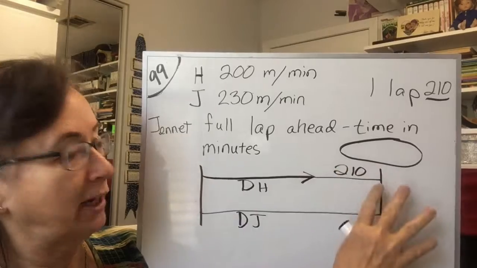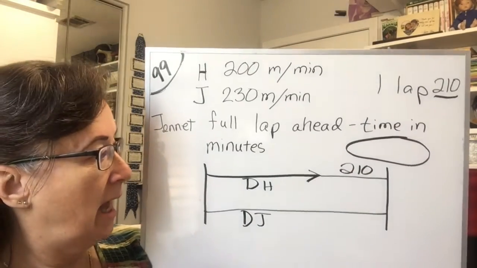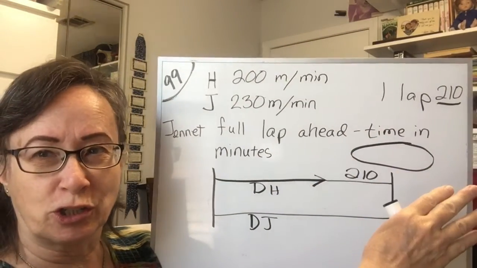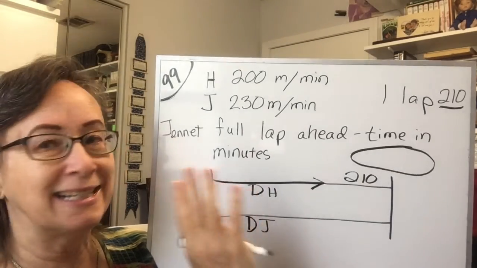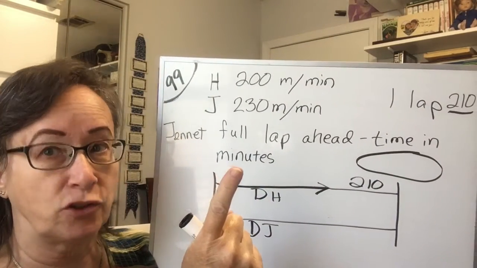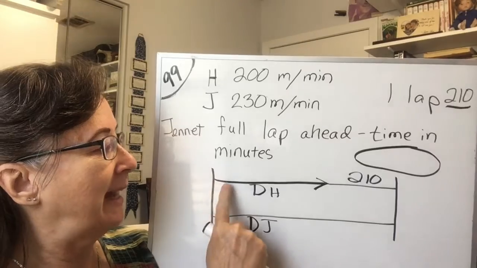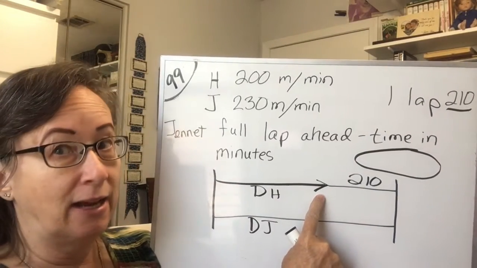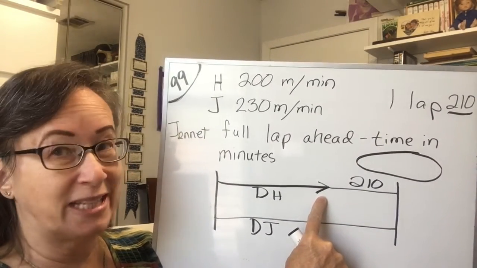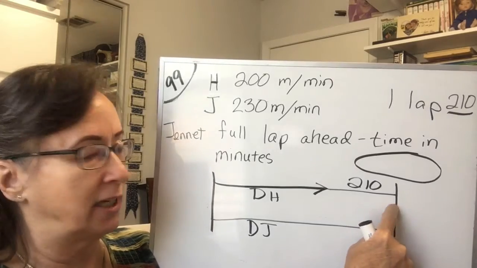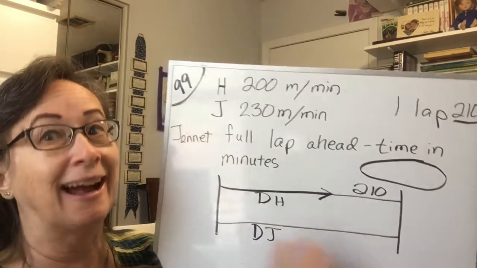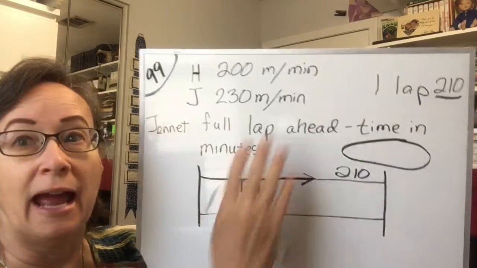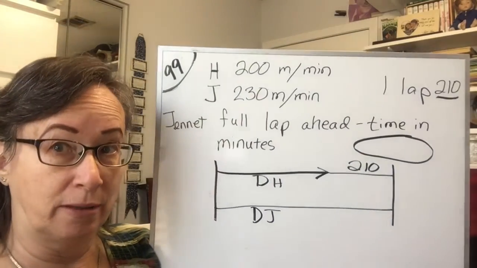So here's our picture of what's going on. We don't have to draw a circular track because we know the distance around the track is 210 meters. And that Harry's distance, he will be 210 behind Jeanette, or Jeanette will be 210 ahead of Harry at the time when we stop the clock.